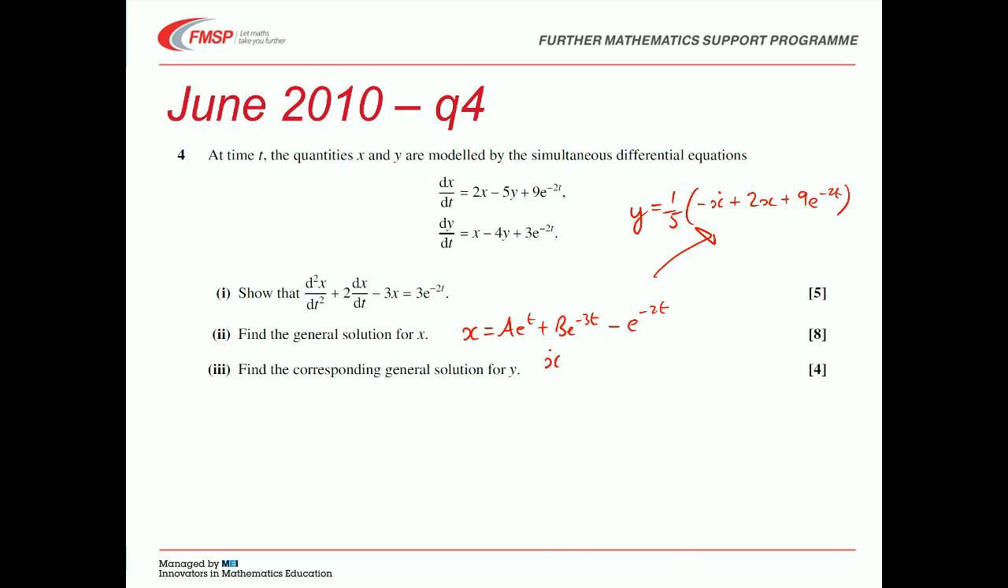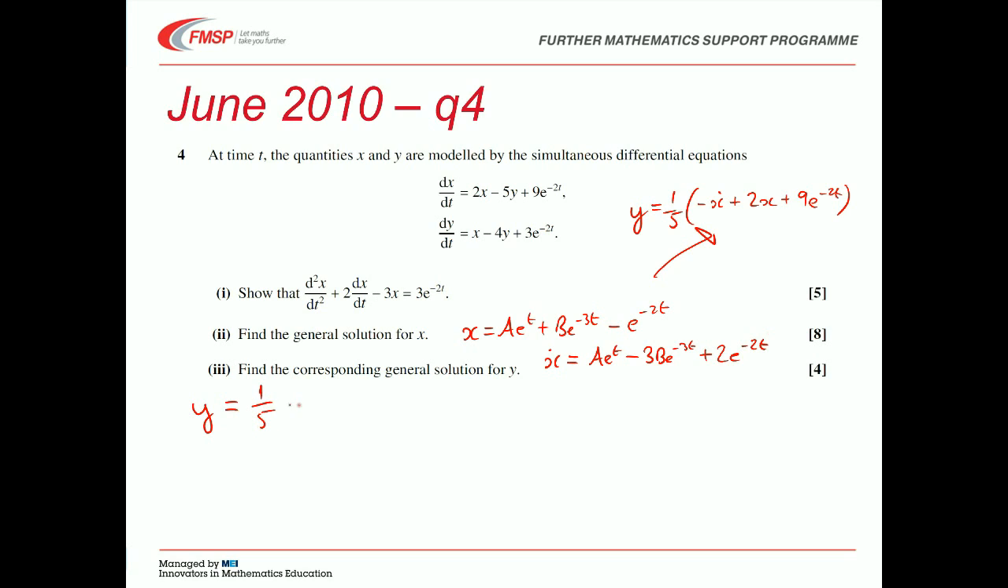And this is always the way it seems to work. X dot is therefore going to be relatively easy to sort out. I just differentiate the previous line. I'm going to get a e to the t. I'm going to get minus 3b e to the minus 3t, and I'm going to get plus 2 e to the minus 2t. So that's x dot. With x I can put them in, I can begin now to write down what y is.